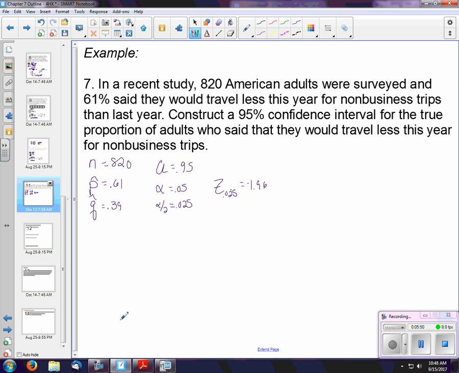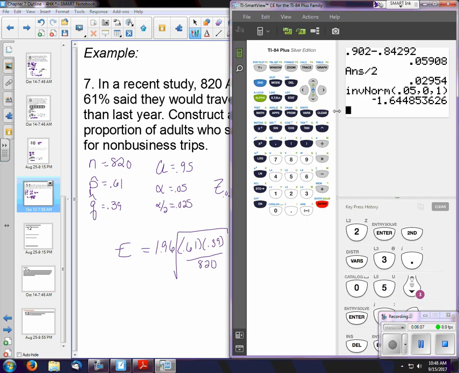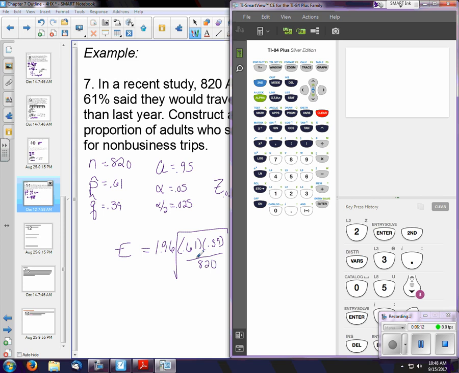So our margin of error equals 1.96 times the square root of p hat times q hat divided by 820. As far as how you would type something like this in, if you're a little intimidated by the amount of stuff going on, start inside the square root and work your way out.